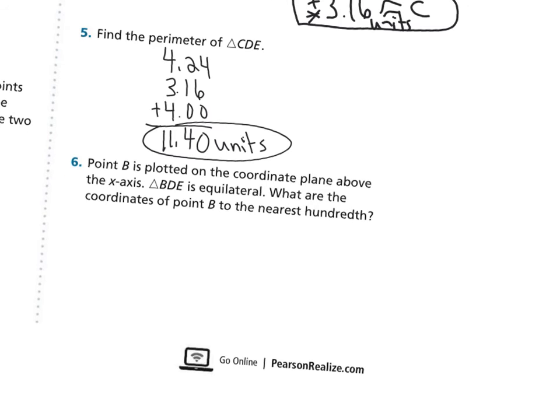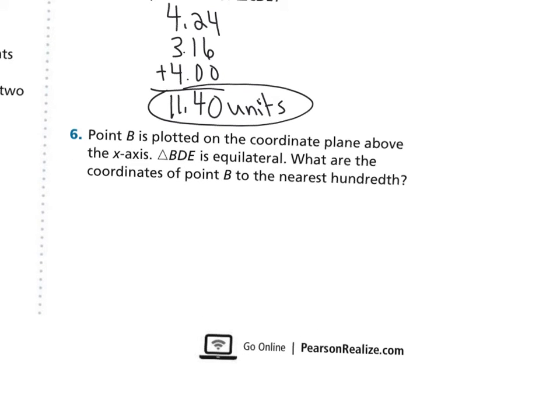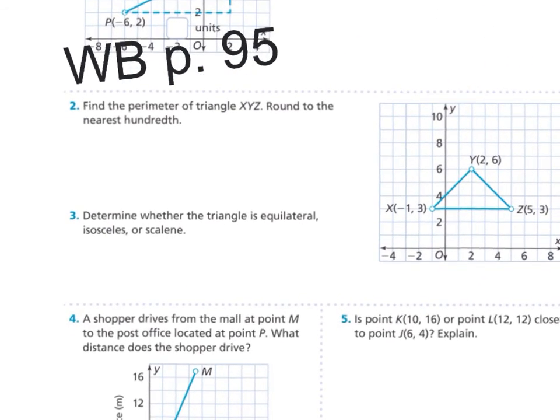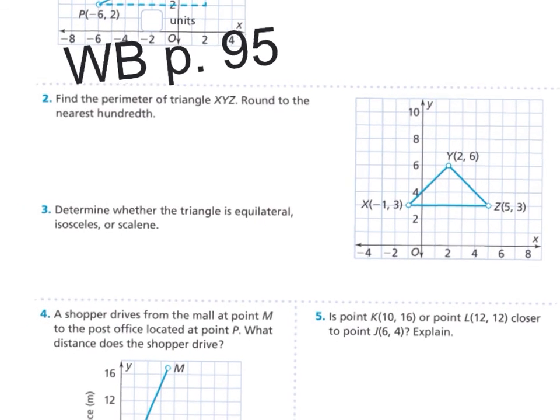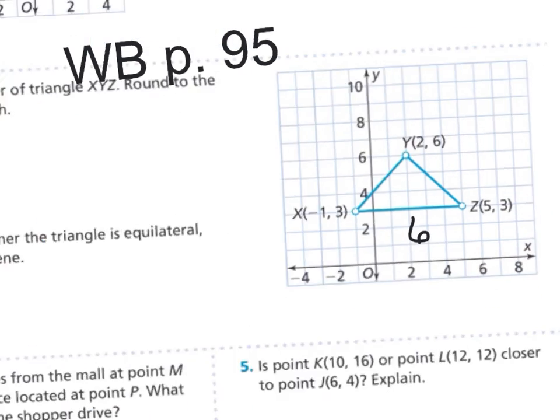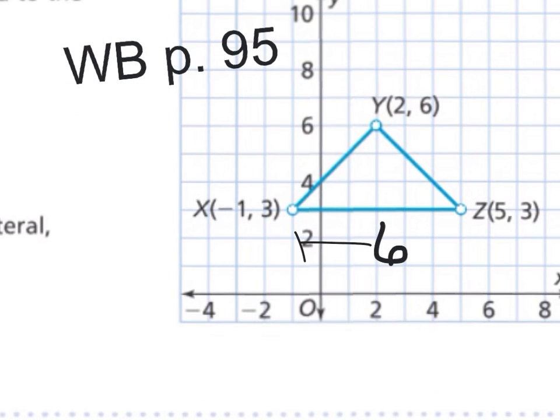Okay. Number 6 kind of again gets into things a little more complicated than what we need to at this point, I think. Look at workbook page 95. Number 2, they want us to find the perimeter of this triangle. So going across the bottom from Y to Z is a distance of 6. So we need to figure out from X to Y and from Y to Z. We know X to Z. Okay, so that was 6 all the way across here.